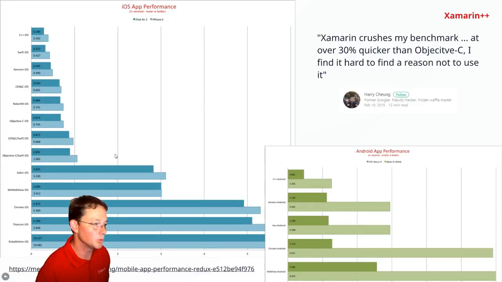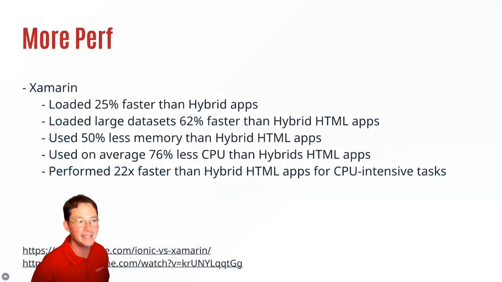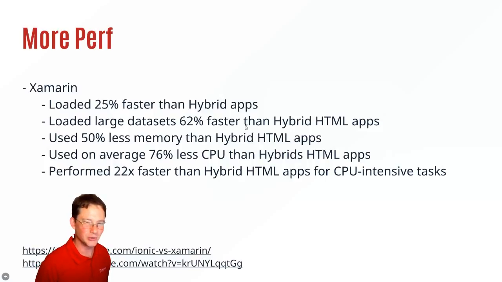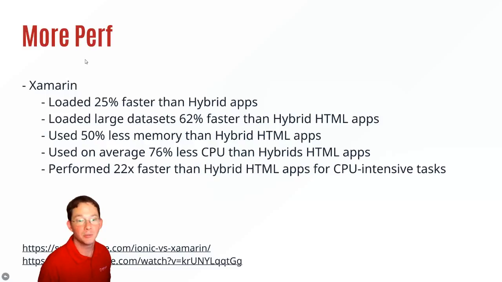Well, I guess I should mention one more thing. If you don't find this data compelling, there is another random guy on the internet who says something similar, that Xamarin loaded 25% faster than hybrid apps, which means basically Ionic. It loaded larger data sets 62% faster, less memory, less CPU, and it performed faster for CPU intensive tasks. But I have to question the 22 times faster, because that doesn't really match up with the data that we just saw from a Google engineer. Whatever. Take it or leave it. Oh, yeah. Also, the person who said that was employed by Xamarin, so maybe not. Anyway, point is, you are going to be significantly faster if you're working on Xamarin.